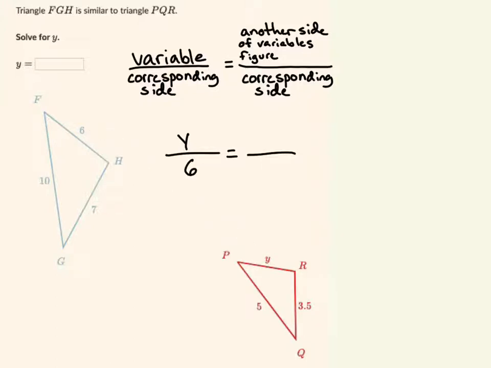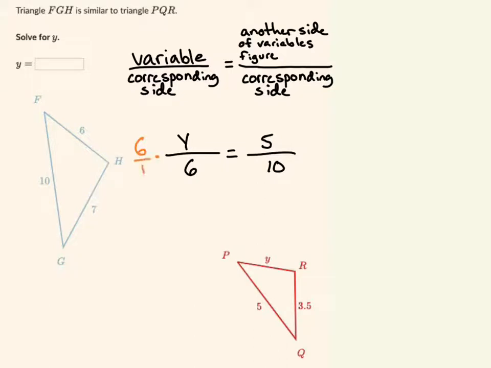And then another side of the variable figure might be, I don't want to use the decimal, I could avoid it by using the 5. And then the 5 goes to the 10. So what over 6 equals 5 over 10? I know you might be able to see this as half, so this would be 3.